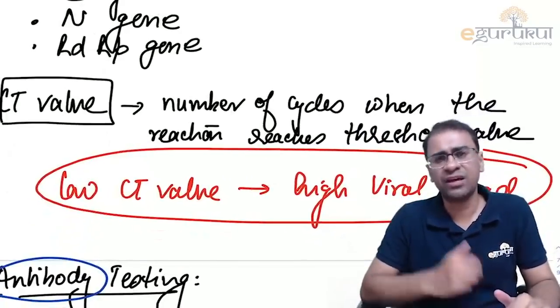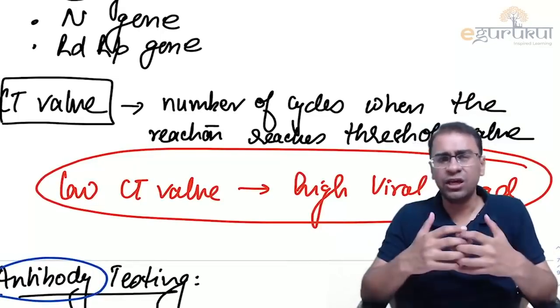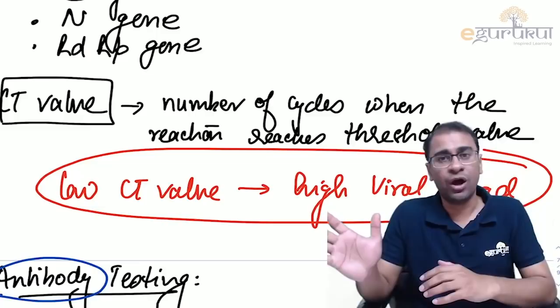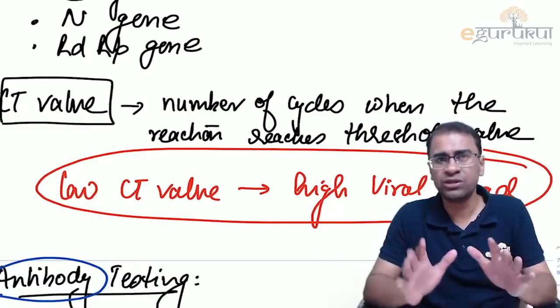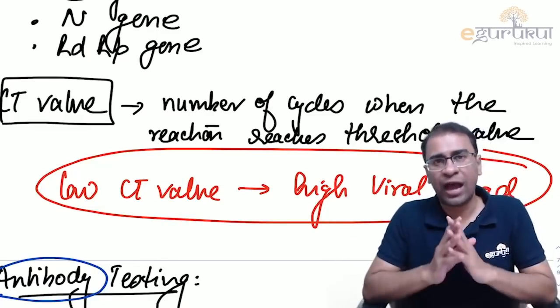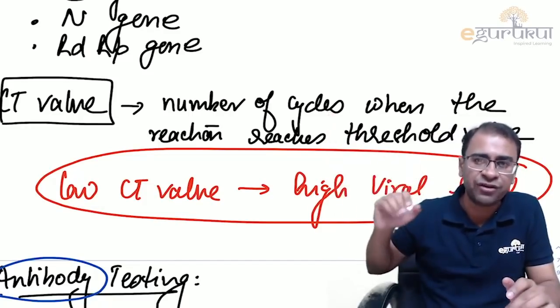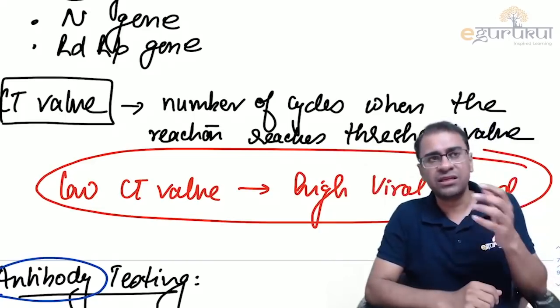In the RT-PCR, one thing is very confusing that I've seen clinicians do, which is look at the CT value. Please don't confuse the CT value of the RT-PCR with the CT score of the CT scan, which is quite different. CT score is done in the CT scan, and CT value is actually telling you the number of cycles when the reaction reaches the threshold value. What does it mean? See, it's very simple.